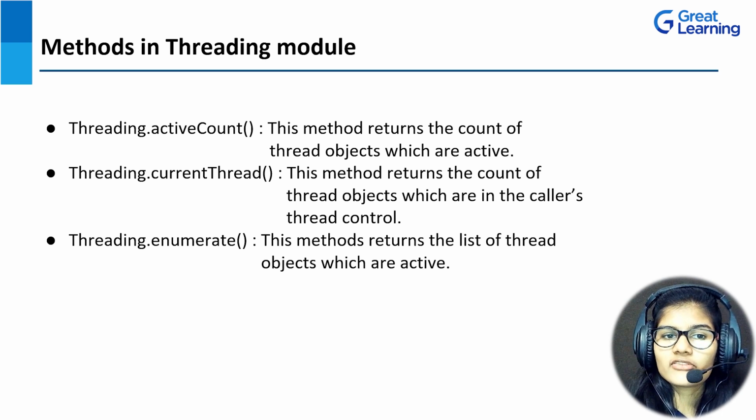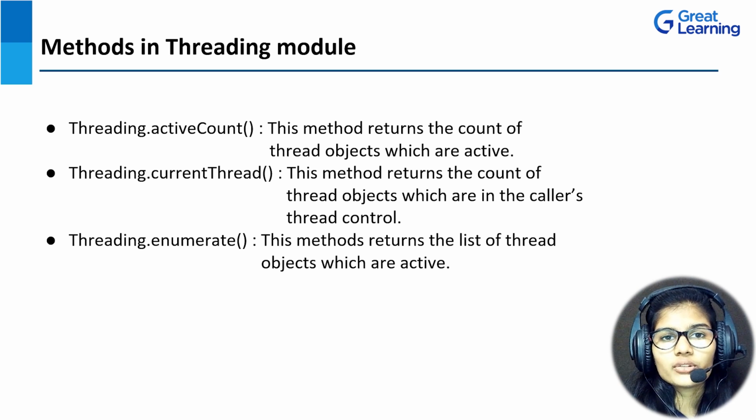Okay, next if I move towards the current thread, this is one of the methods which returns the count of thread objects which are in the caller's thread control. So the current thread function returns the count of the thread objects which are in the caller's thread control. Whenever you want the count of the thread objects which are in the caller's thread control, you use the current thread function.